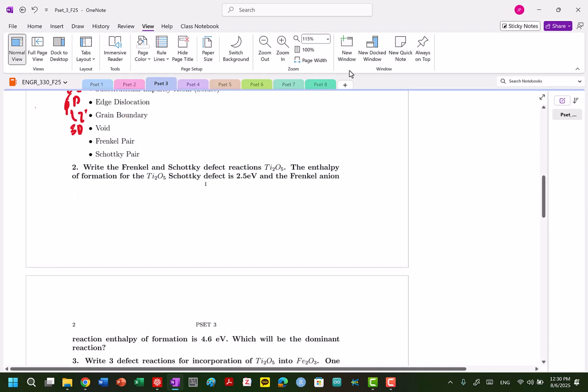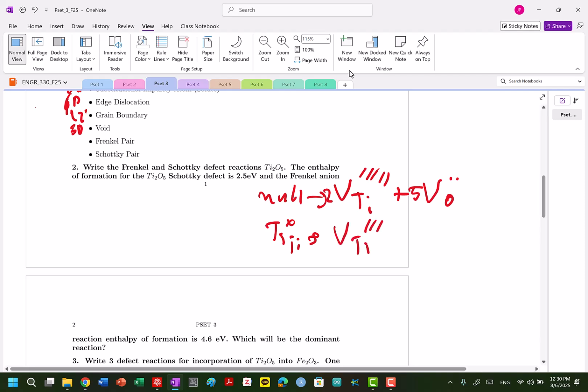Excellent. So Schottky and Frenkel defects for Ti2O5. We're going to go null goes to a vacancy in Ti with a minus 1, 2, 3, 4, 5 plus a vacancy in oxygen, which is going to be 1, 2. Put the 5 there, put the 2 here. Good to go. The Frenkel defect for the cation, which is Ti, is going to be a vacancy of Ti, 1, 2, 3, 4, 5, plus a Ti interstitial, 1, 2, 3, 4, 5. Same thing for oxygen: a vacancy in oxygen, 1, 2, plus an oxygen interstitial, minus 2.